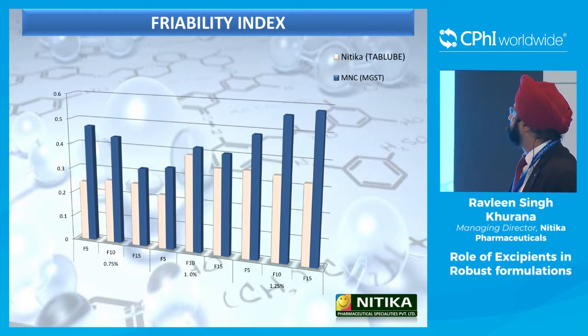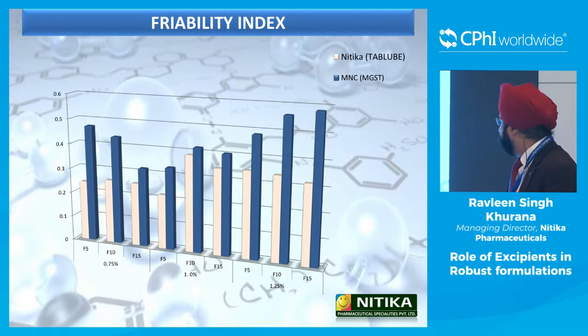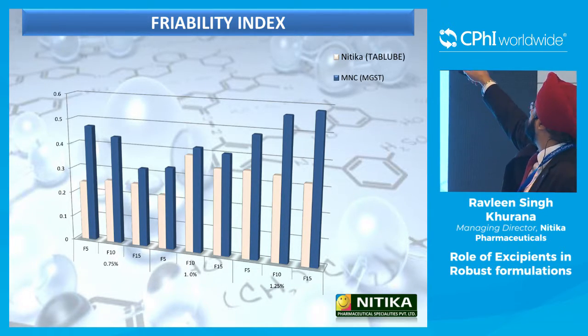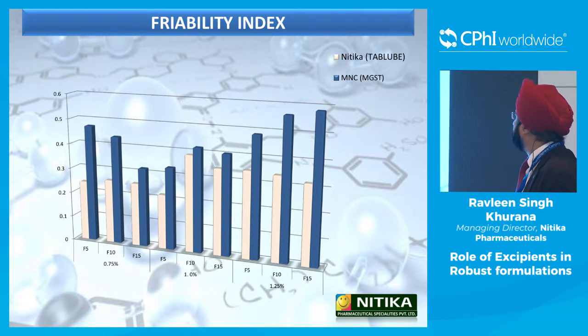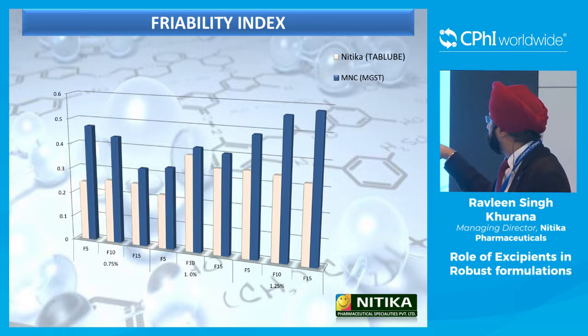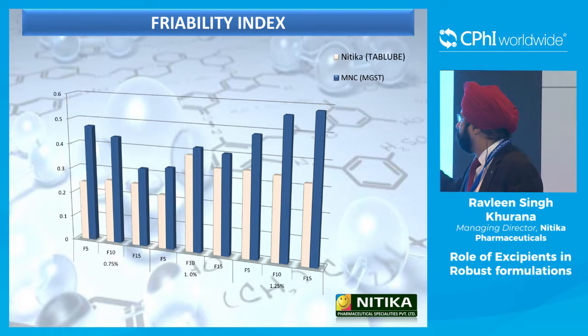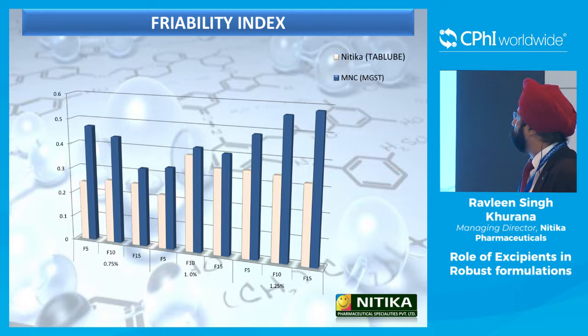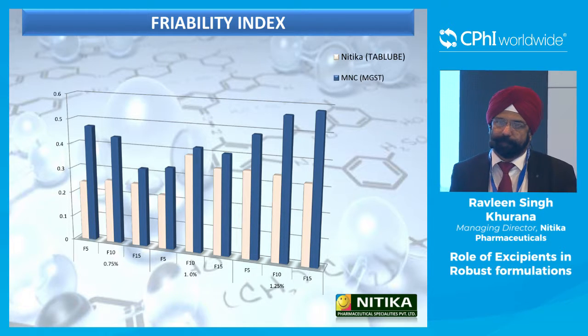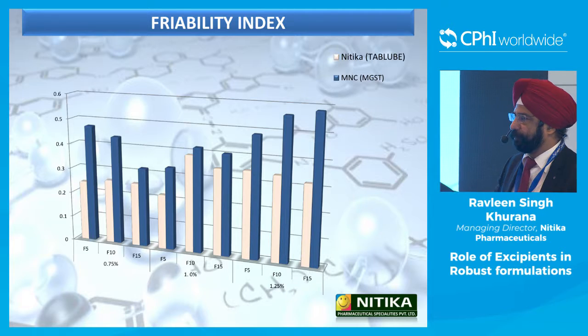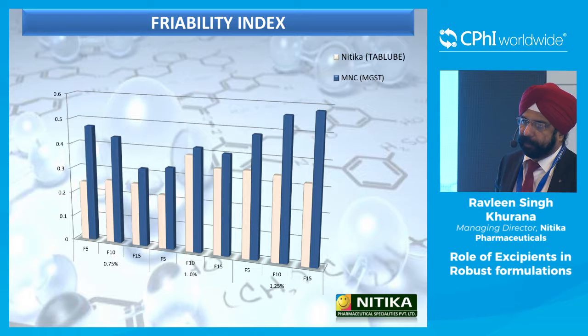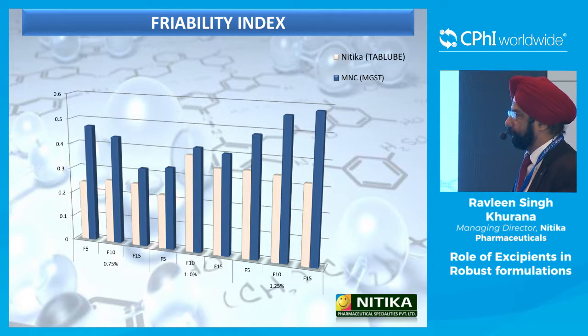That's the first point. We come to the next criteria. There's a friability index. If you look at the 2 bars, one is Nitika Tablube with the other material of magnesium stearate, the dark blue colored bars, and the friability is around 0.3 with the Nitika Tablube. As against that, it is crossing 0.5 with the other magnesium stearate. So same formulation, some change in the excipient like magnesium stearate, and you can see strikingly different results in the friability.